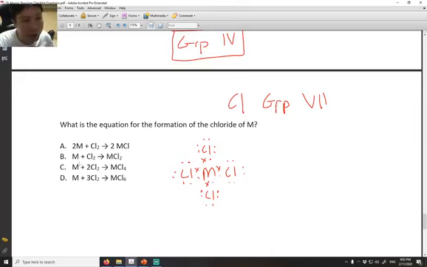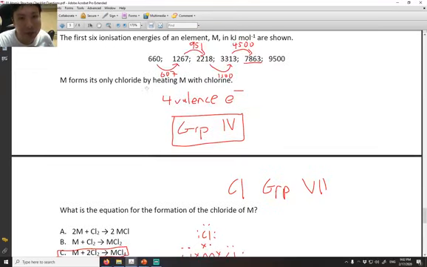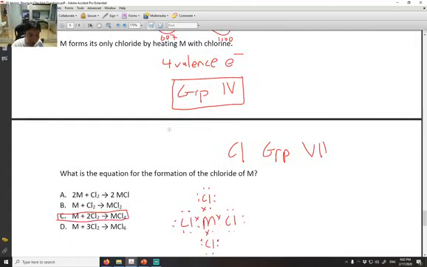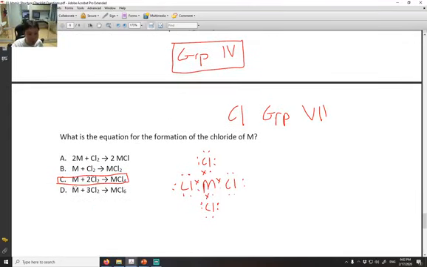So the correct answer will be this, because it actually forms MCl4. What we did was figure out, based on the jump in the ionization energy, what group this is in, and we asked, if we have a group 4 element, how will it react with chlorine, and what is the final product that will be formed. So the answer will be MCl4, and this will be the answer to the question.